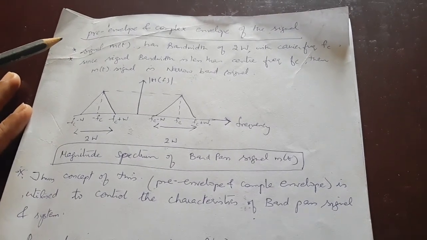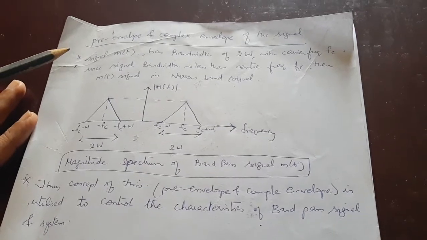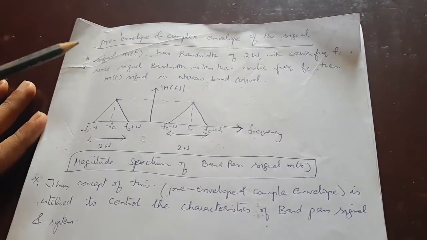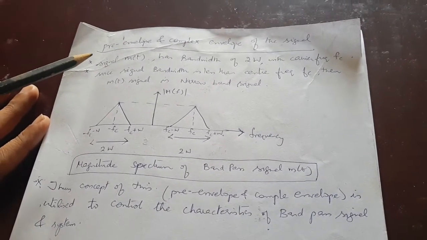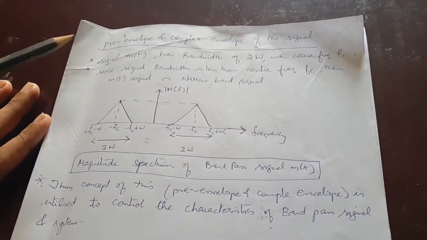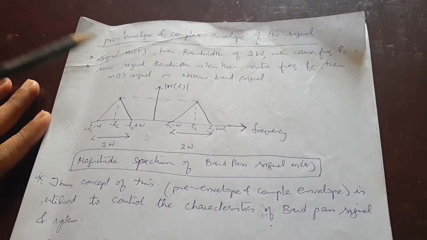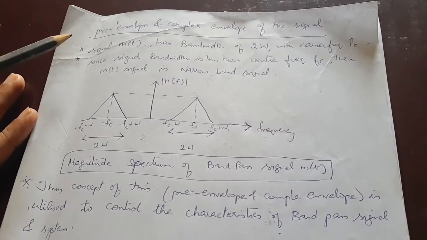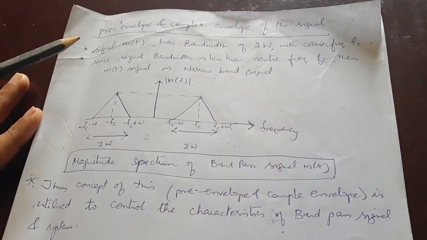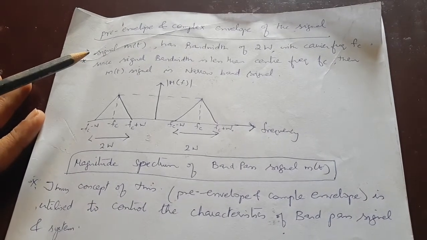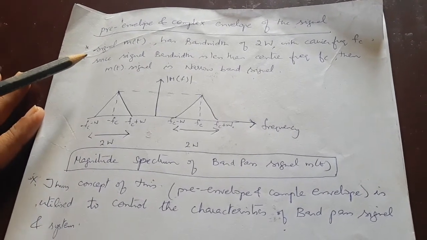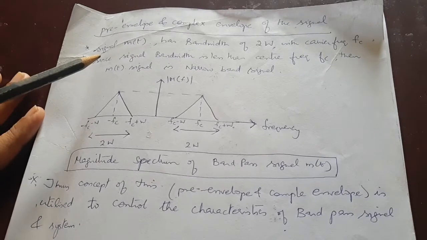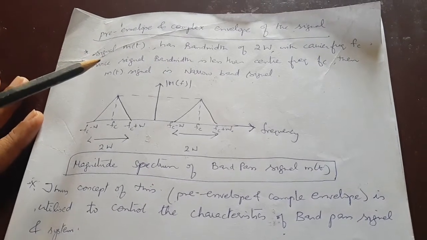Good morning, students. We are going to discuss the topic pre-envelope and complex envelope of the signal under AM modulation and angle modulation. The objective of this topic will help you to understand how to define a signal under magnitude spectrum and phase spectrum.